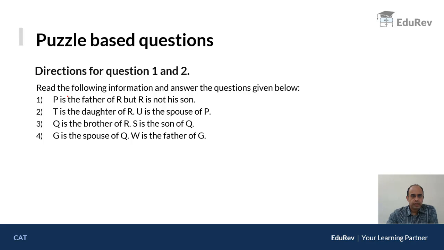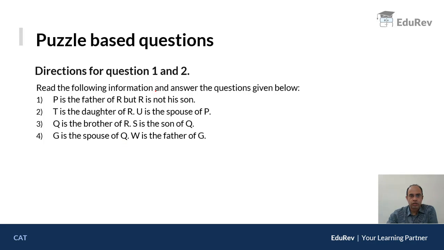Question says, read the following information and answer the question given below. P is the father of R, but R is not his son. You need to now think, what does it mean? P is the daughter of R. U is the spouse of P. Now here a spouse can mean either husband or wife. Q is the brother of R. S is the son of Q. G is the spouse of Q. And W is the father of G.